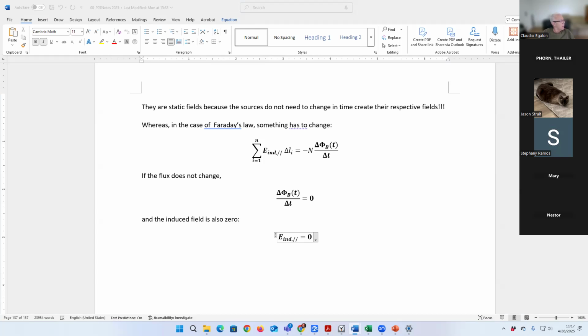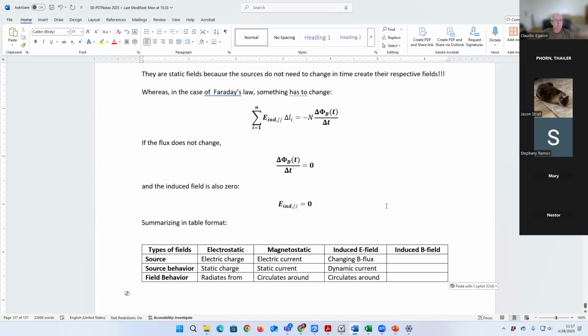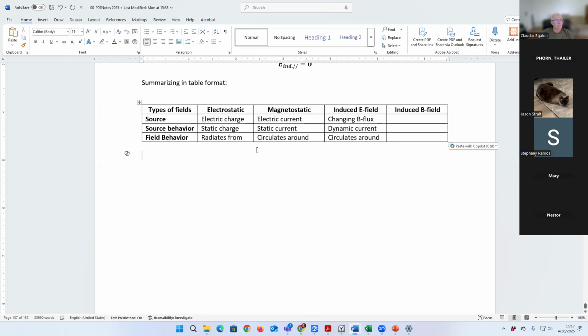Okay, so here we go. Tables are very useful for summarizing in table format. Types of fields.